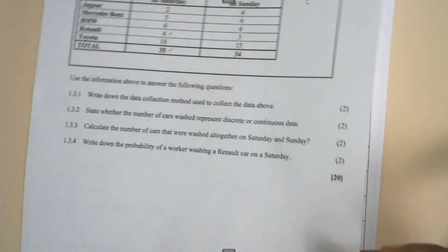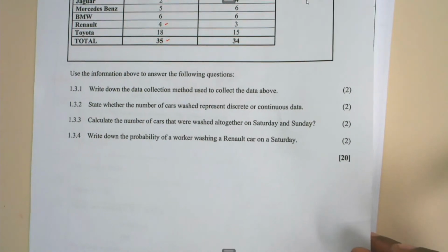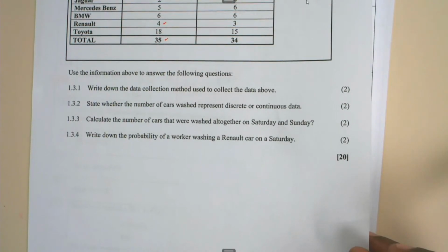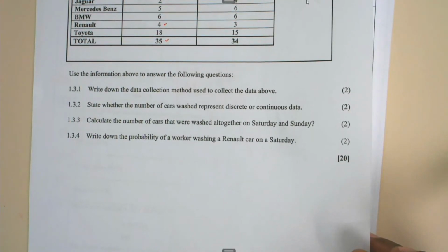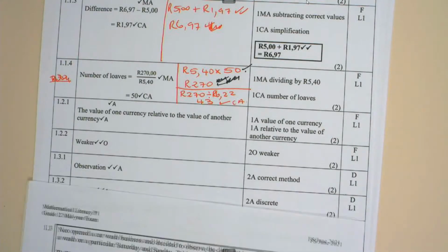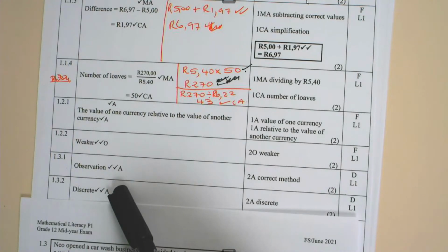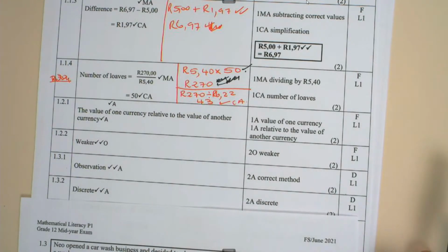And then 1.3.2. The question says state whether the number of cars washed represents discrete or continuous data. Let's look at the possible answer to that. It says the answer is discrete. So if the learner writes discrete, the learner will get 2 marks.